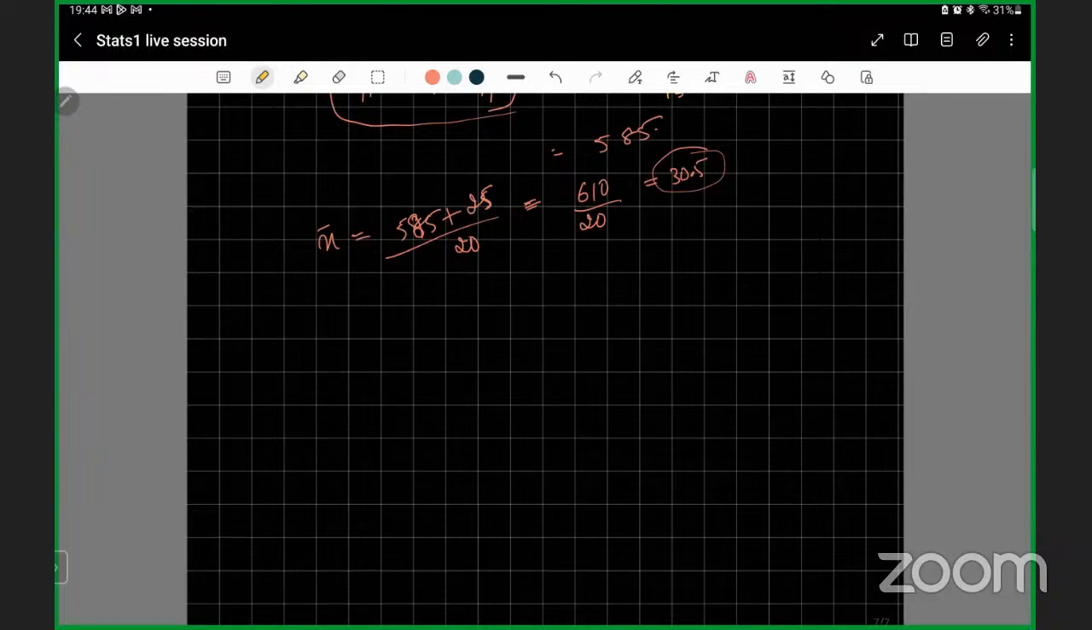Anything else you have? From practice assignment 3.1. Practice assignment 3.1, which question? The 6th question and 3rd question. You will have to tell me the question because it's the 3rd randomized.